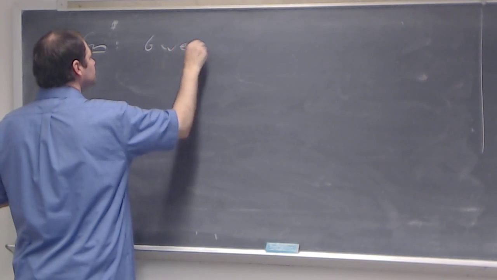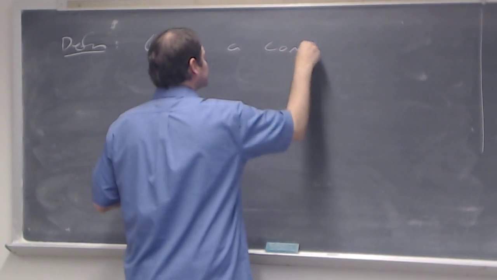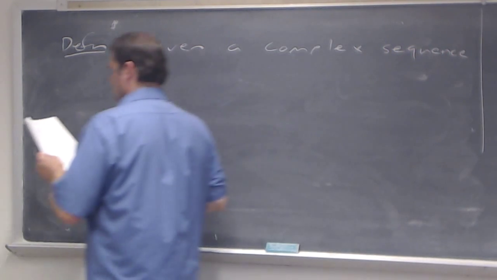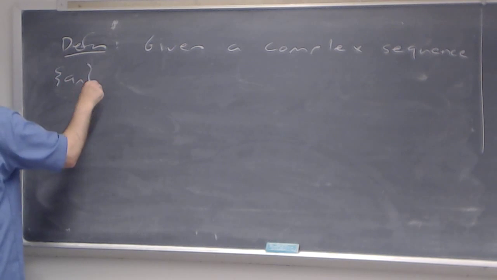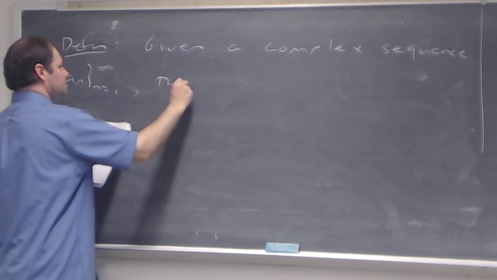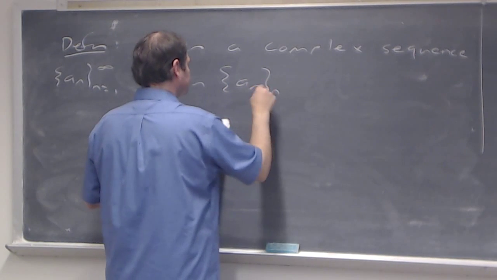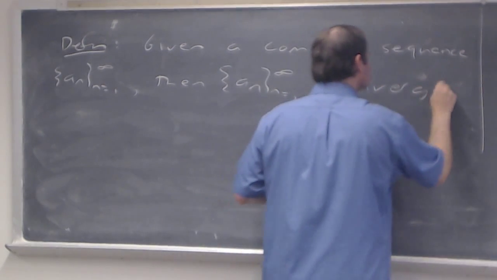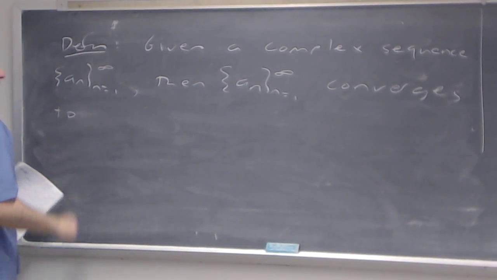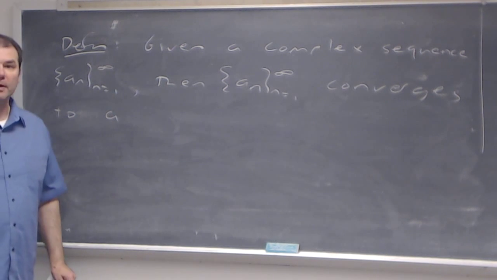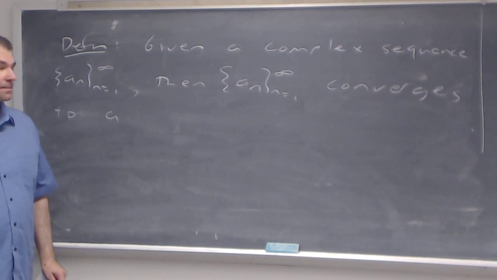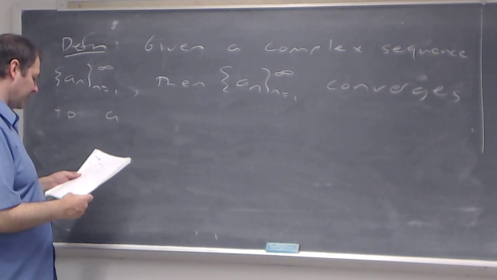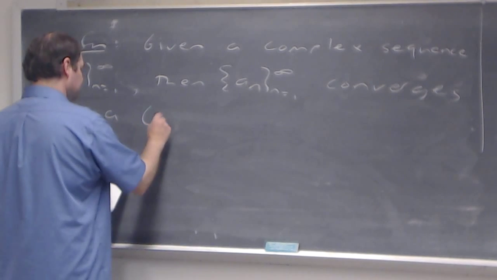So, given a complex sequence, A sub n, then A sub n converges to A. We had talked about in chapter 3 about the convergence of a sequence in metric spaces, but I'm going to write down this definition specific to complex sequences, which we really are recalling here. A is a complex number.